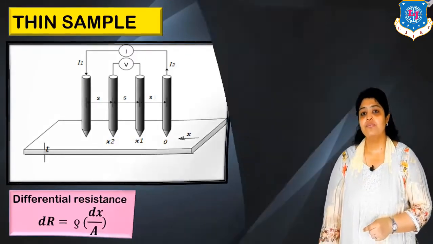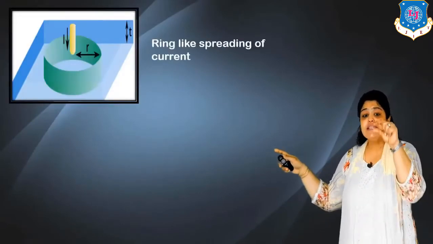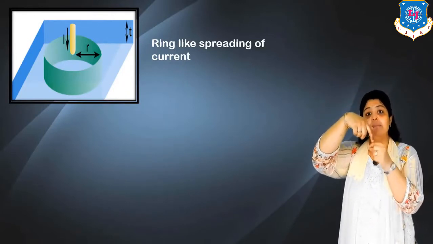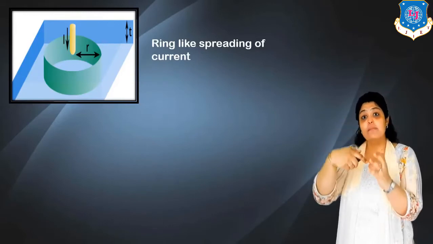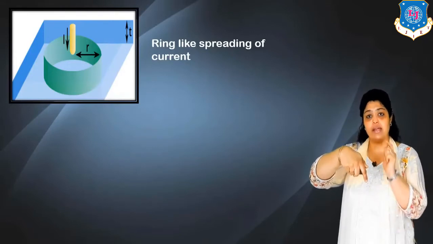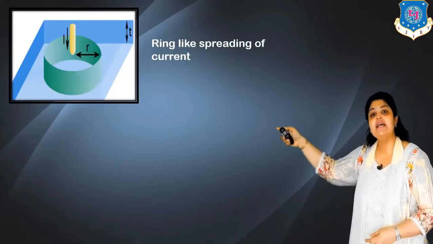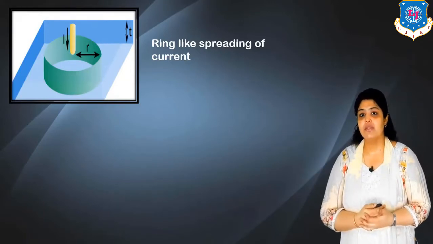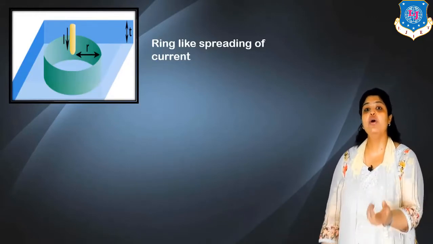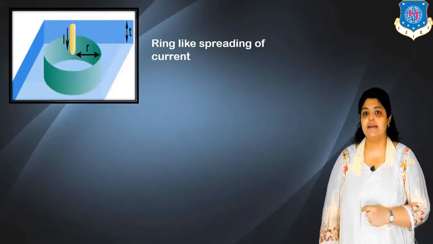Let's see how. In the previous case, we had a hemispherical spreading of current, but here, because the thickness is very less, just assume that the current is being inputted. What will happen? The current does not have space because the thickness is very less. So the moment your current enters the sample, it will spread in a ring-like pattern, and this is how the spreading of current we get. You can say ring-like spreading, or you can denote it by a hollow cylinder. So we will be using the area as the area of a hollow cylinder.